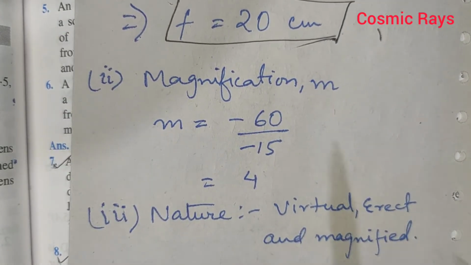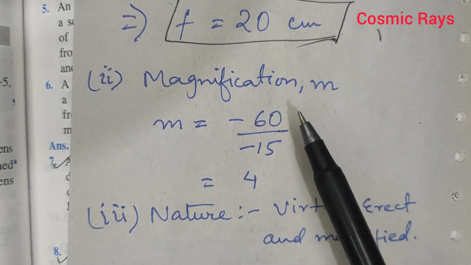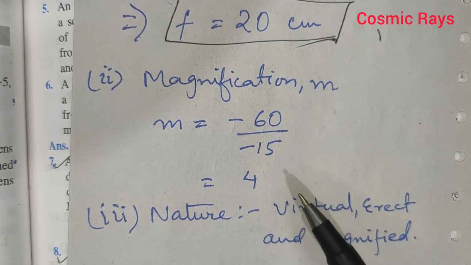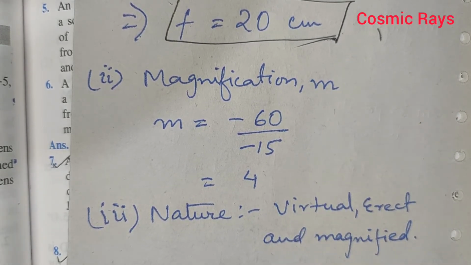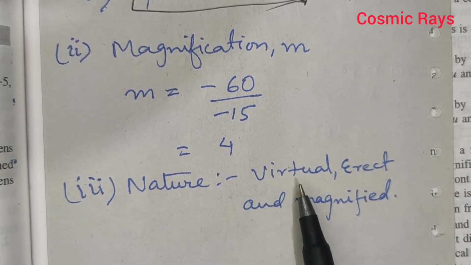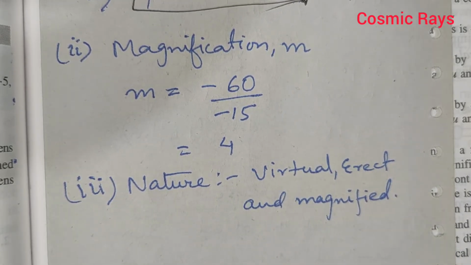We know that magnification is v upon u. So the value of v is 60 and the value of u is 15. We just put the values and divide. So magnification is 4, or plus 4. Now the nature of the image is virtual, erect and magnified, because we are getting 4 times the magnification.